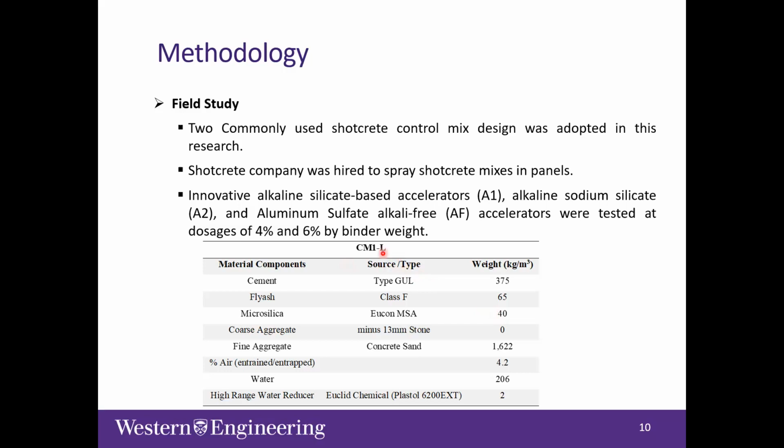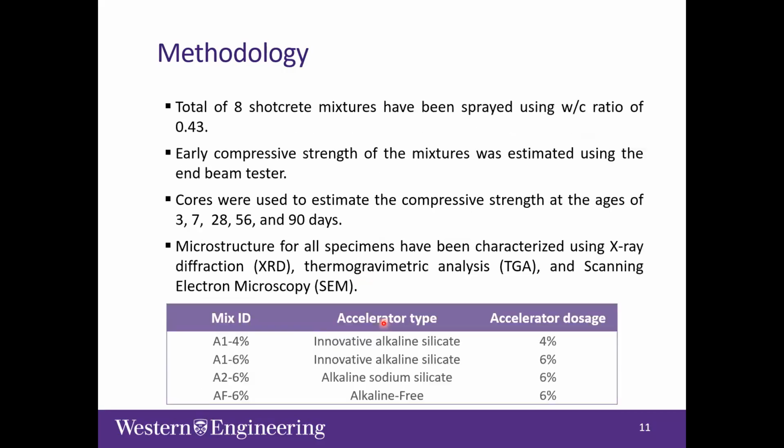The first one, as you can see here, is a mortar mix, including GUL and fly ash and microsilica, while the second mix includes GUL, slag, and microsilica with stones less than 30 millimeters. A total of 8 shotcrete mixes were sprayed using a water cement ratio of 0.43. The early compressive strength of the mixes was taken using the end beam tester, while the cores from the panels were used to get the compressive strength at later ages, from 3 and up to 90 days.